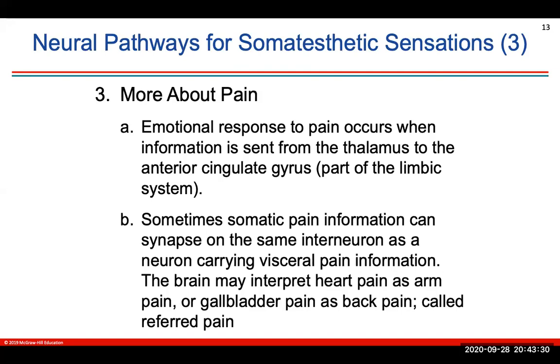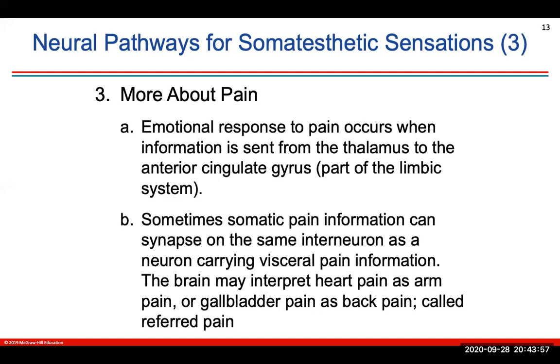More about pain. Emotional response to pain occurs when information is sent from the thalamus to the cingulate gyrus, that's part of the limbic system. And sometimes somatic pain information, which is from your skeletal muscles, can synapse on the same interneuron as a neuron carrying visceral pain information. The brain may interpret the heart pain as arm pain or the gallbladder as back pain. And this is called referred pain.